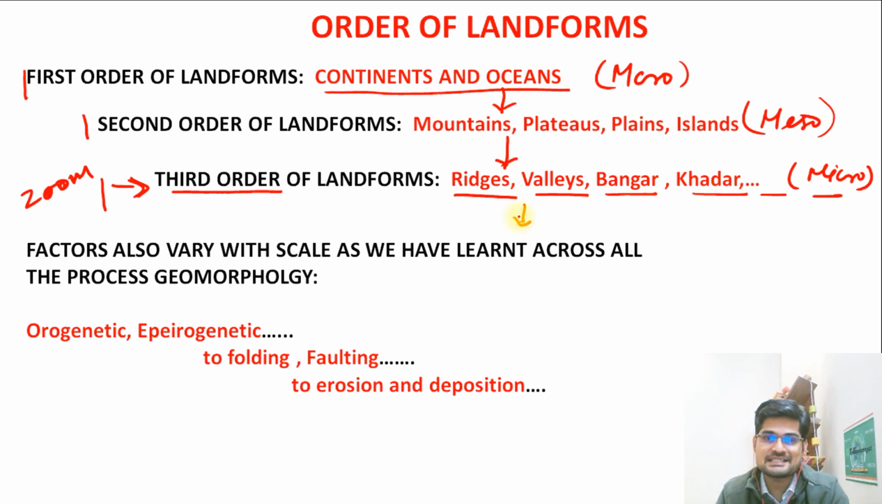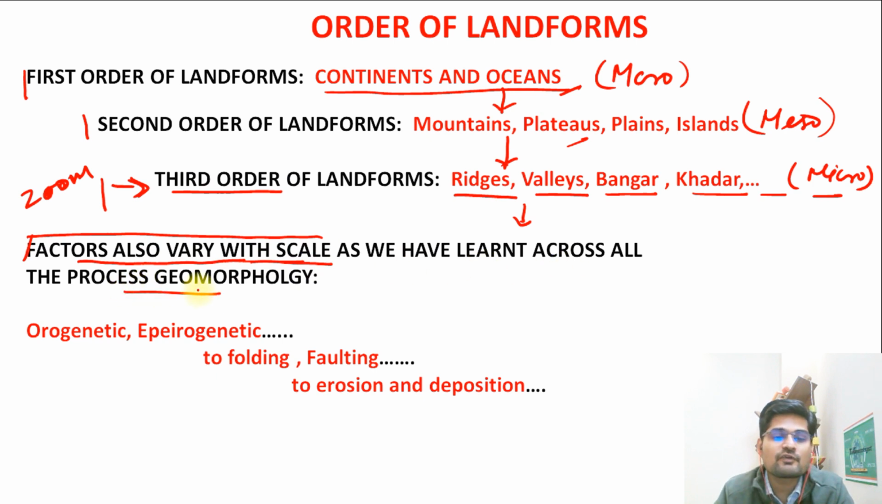The scale changes, right? That is what we talk about, the scale or the order of landforms that we need to understand. So why is it important here? It is important because the factors also vary with the scale, right? So we are talking about factors related to landforms, or controlling landforms. So we must understand what order of landforms we are talking about. And accordingly, these factors will also vary in the process of geomorphology.